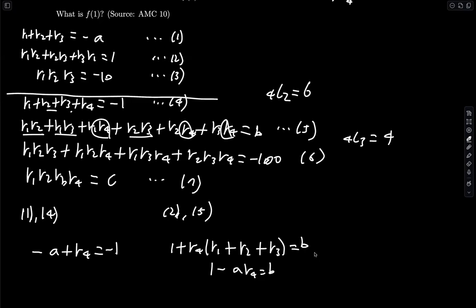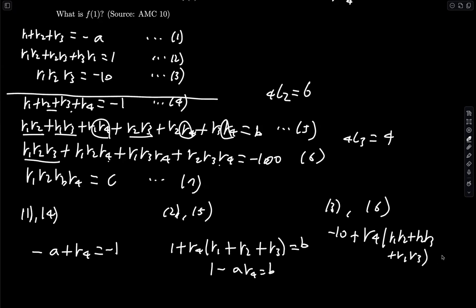Which one should we try? I think we can try the third one and the sixth one. So using these two equations, we have -10 from here, and then I think we can just group them. So r sub 4 times r sub 1, r sub 2 plus r sub 2, r sub 3 plus r sub 1 and r sub 3. Yes. This one is equal to -100.